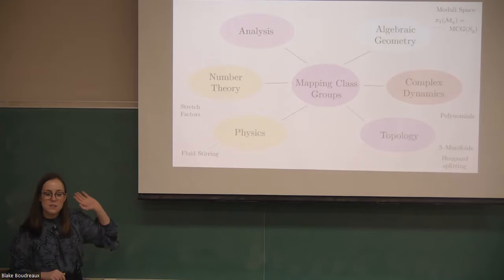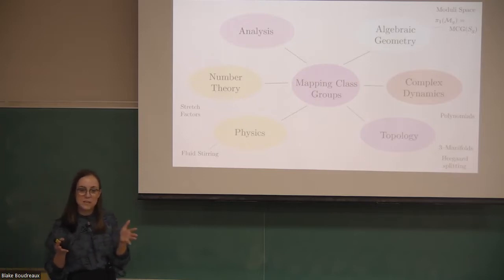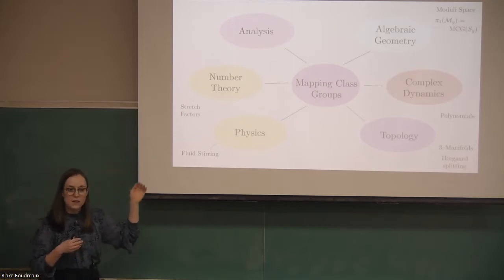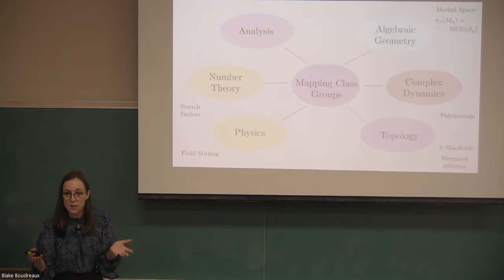We also see mapping class groups come up in number theory. The reason for this is that when you look at an element of the mapping class group, there's a value called a stretch factor, which tells you how much mixing is happening on the surface.